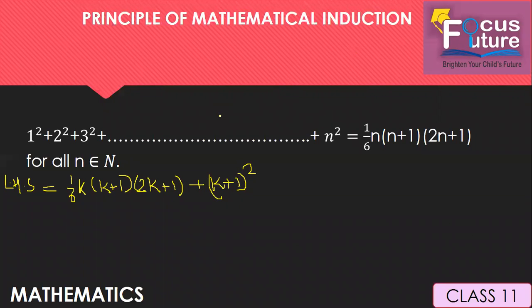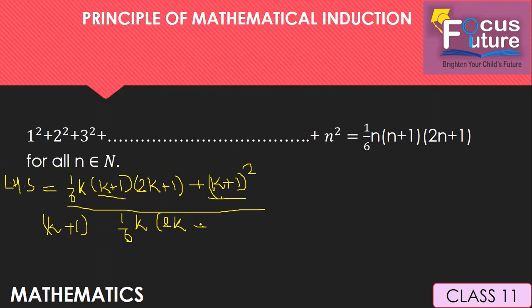Now you would get your polynomial in this form. Let us solve it further. Here k plus 1 over here, k plus 1 whole square over here. So k plus 1 would be common. Taking k plus 1 common, you have 1 by 6 into k into 2k plus 1 plus k plus 1.